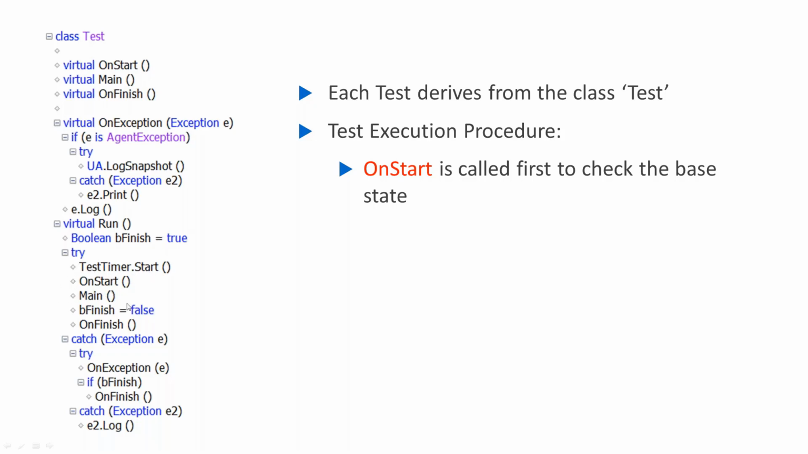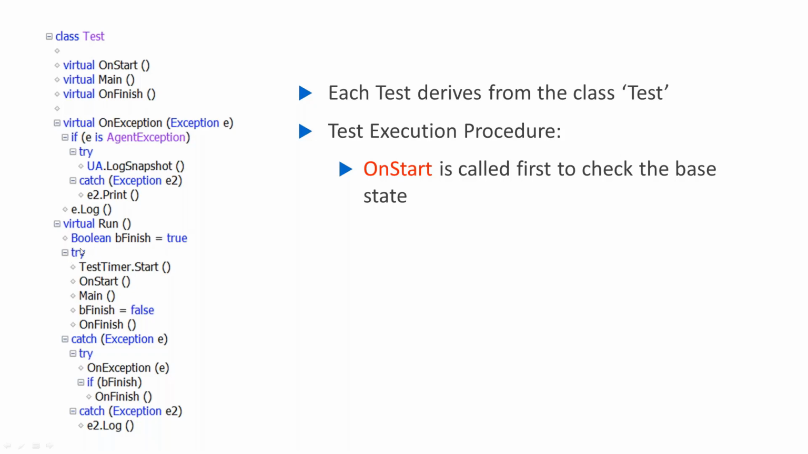Now, the main runs next. That is your test. And then finally, onFinish gets run. And again, by default, there's nothing in it. We have to put something in it to get it to work on our behalf. And I'm going to talk a lot about that in just a little bit.